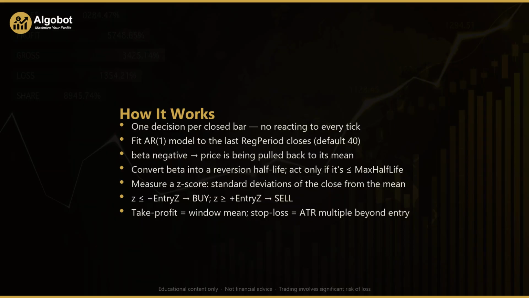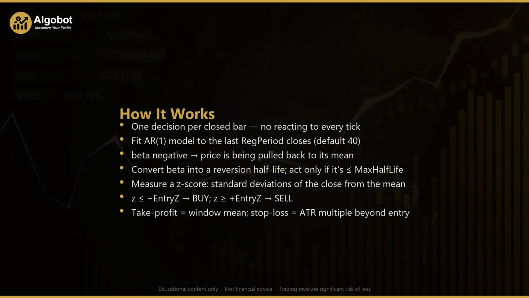In plain English, it's asking a question. When price is high, does the next move tend to pull it back down? And when price is low, does the next move tend to lift it back up? That relationship is captured by a single number called beta. If beta is positive or zero, the market is trending or wandering like a random walk, and the strategy simply stands aside. There's nothing reliable to fade.